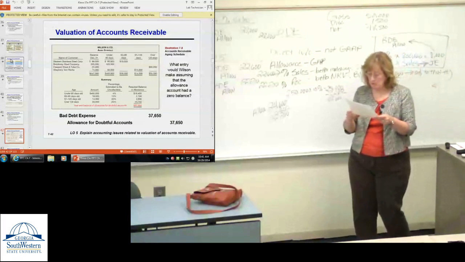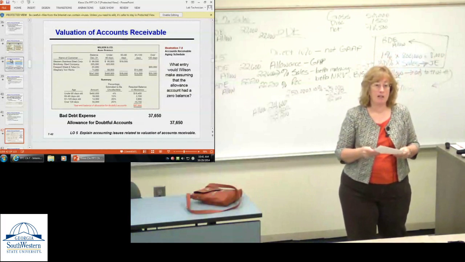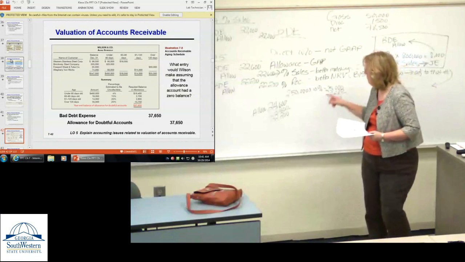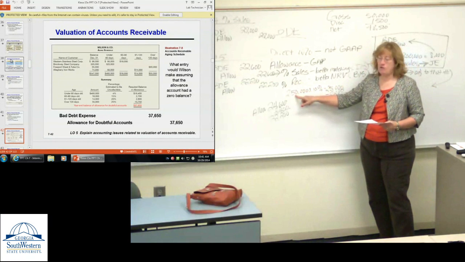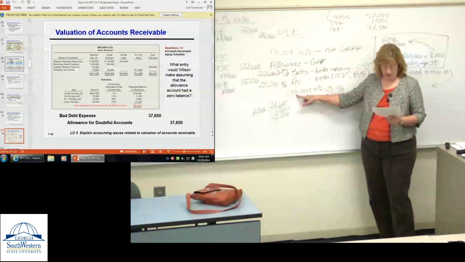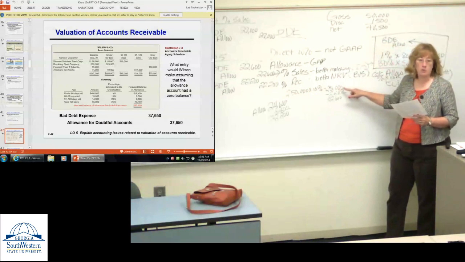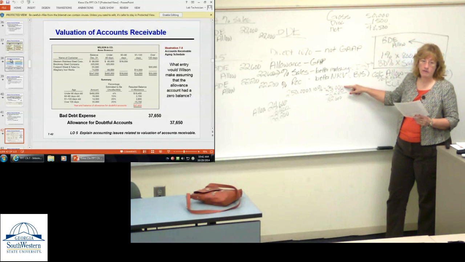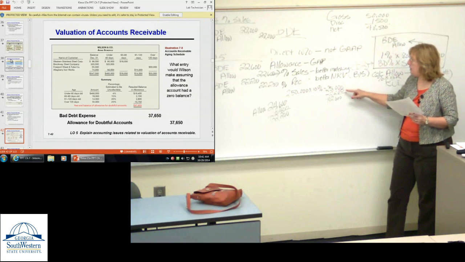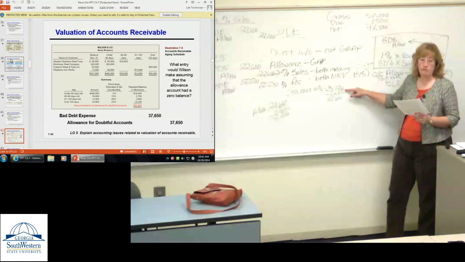Assume that 10% of accounts receivable is going to be uncollectible. So how do we get this number? 10% of our accounts receivable, 250,000, is going to be uncollectible, 25,000. So we want our allowance account to be 25,000. Now the allowance account has a balance of 2,400. Allowance for doubtful accounts has a $2,400 credit.